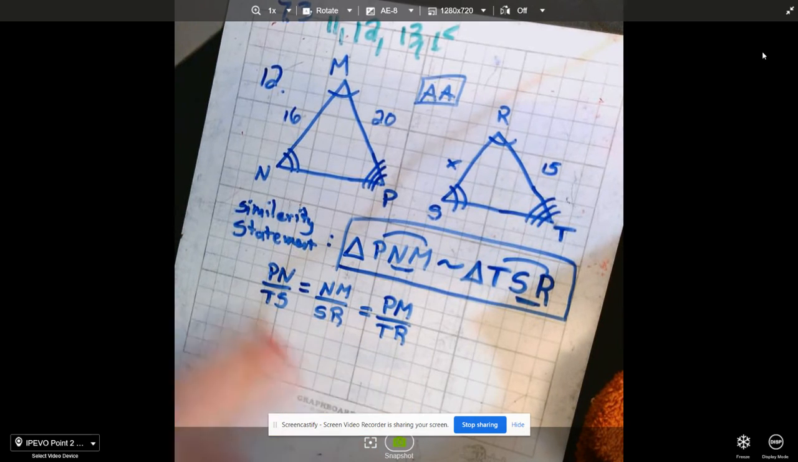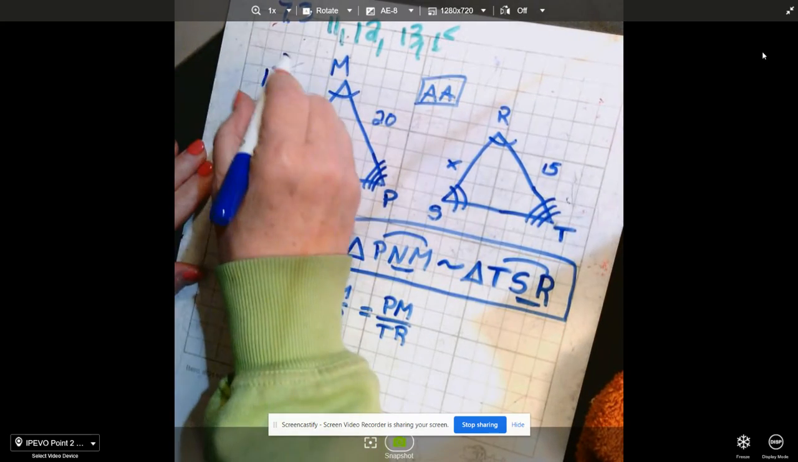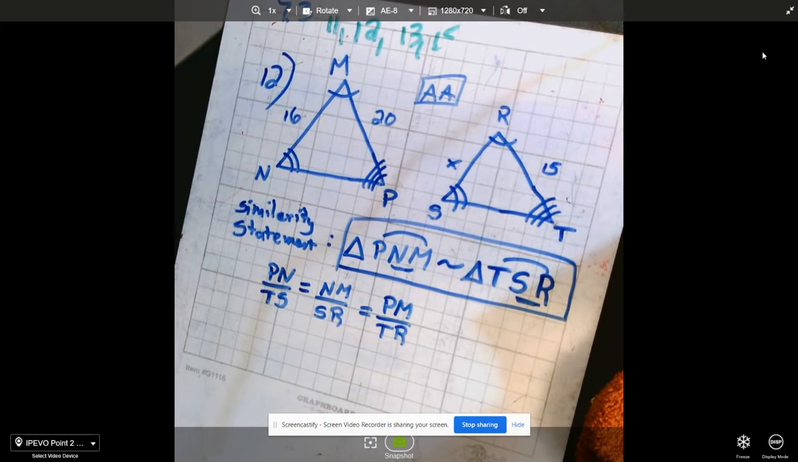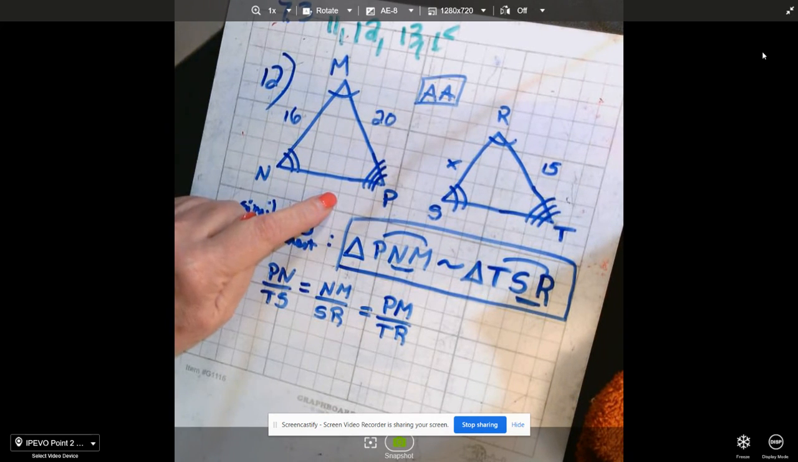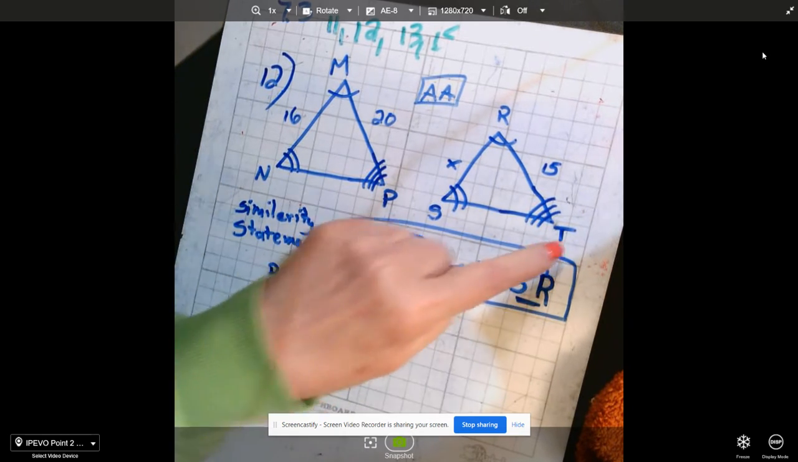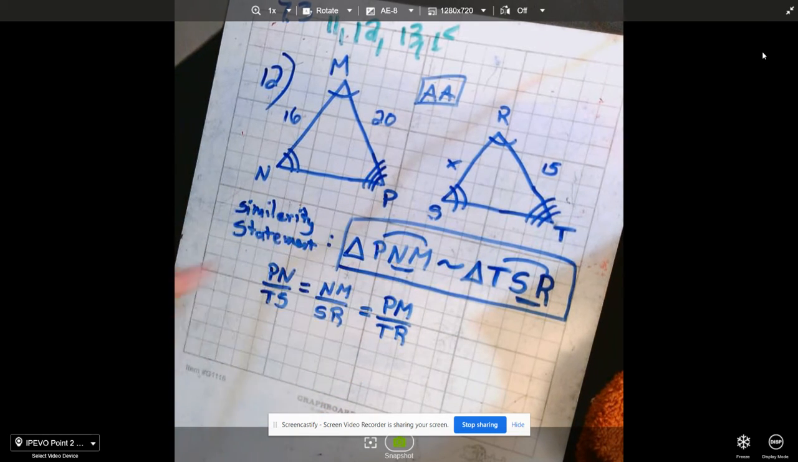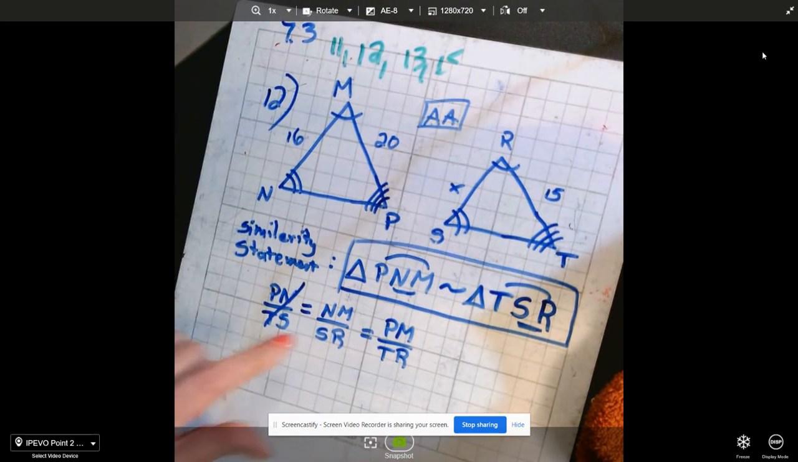Well, now that we know that, let's go back to our triangles and let's fill in the information that we know. Well, side PN, there's nothing marked there. Side TS, there's nothing marked there as well. So this ratio doesn't do me any good. Let's go on to the next one.